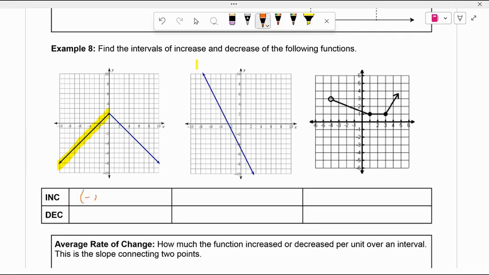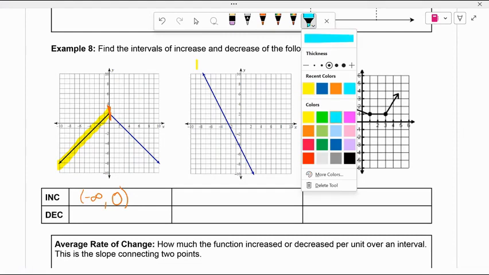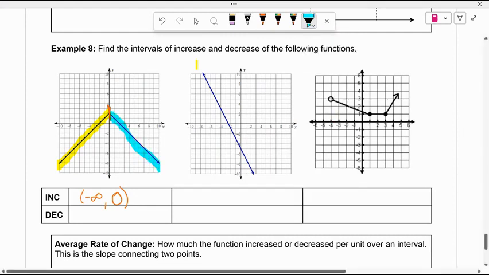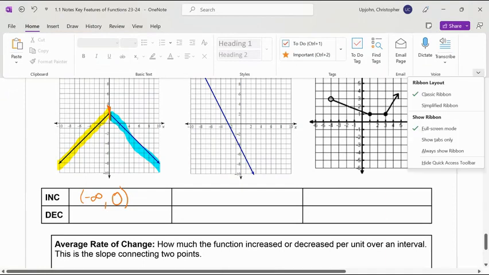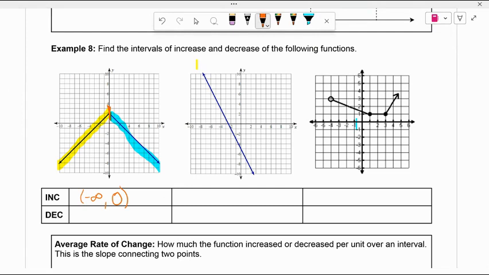So that's from negative infinity, because it's all the way to the left, up until this point, and the x value of that point, so 0, not the y. So what does it do after it increases? Well, of course, it's going to decrease. So that starts at 0, that point there, and it goes to the right forever, so positive infinity.